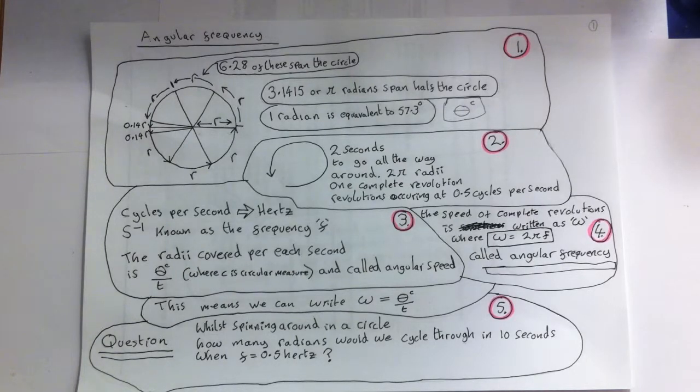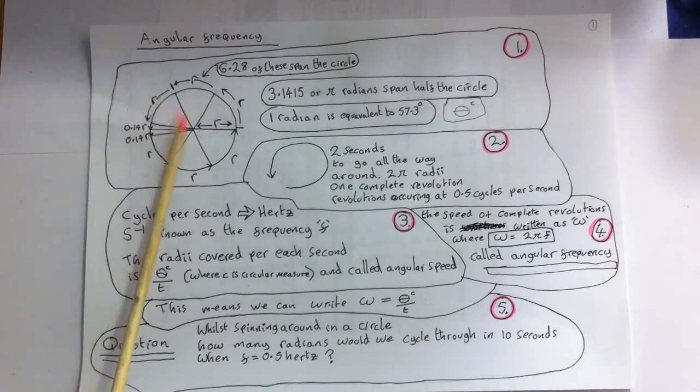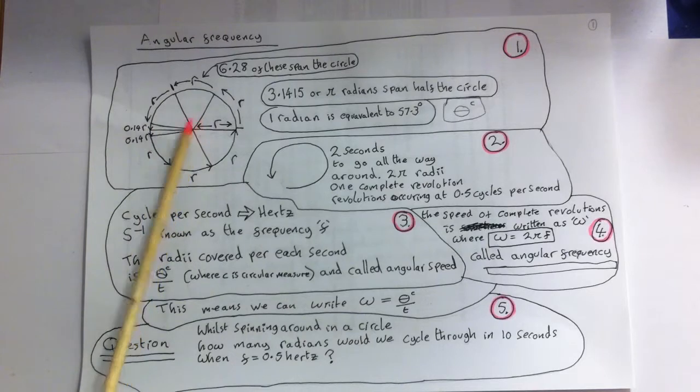Angular frequency. A circle of radius r can fit these radiuses 6.28 times all the way around the circumference, if you like. So half the way round, from here to here, would be 3.1415 of an r. So you can recognise that that's pi.